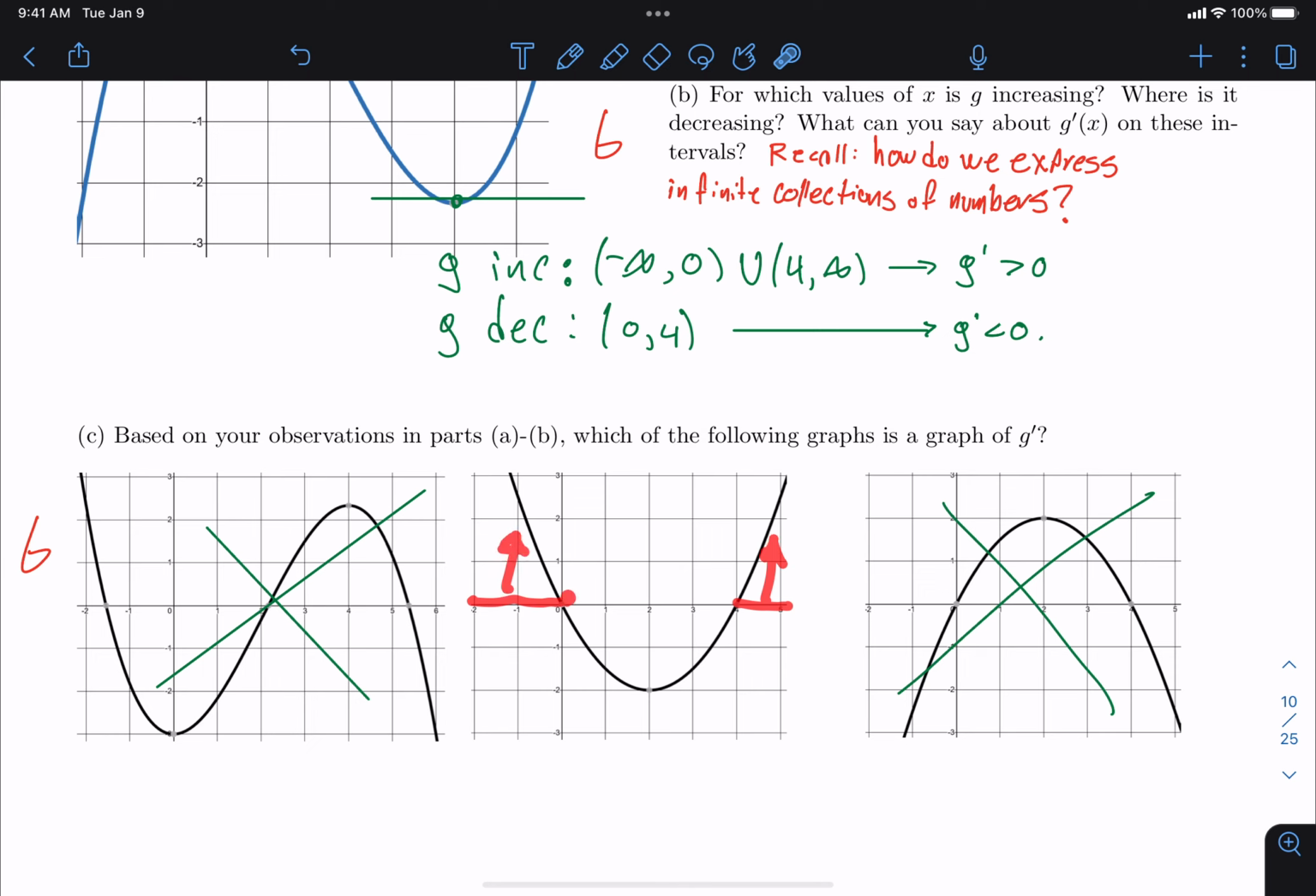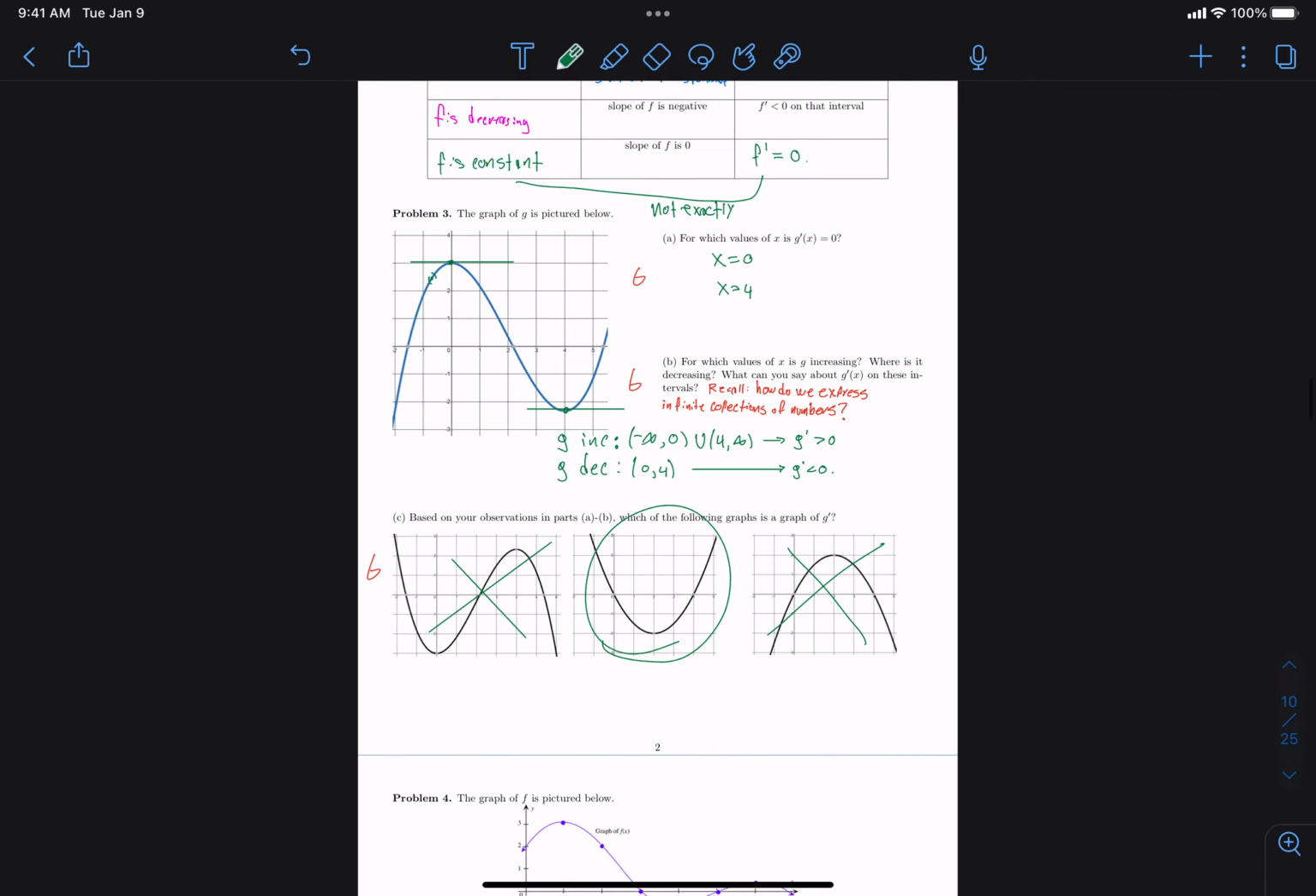And from 0 to 4, the function should be negative, right? Should be negative. All right. So that's how we figure out what the picture should be. Are there any questions on this example?